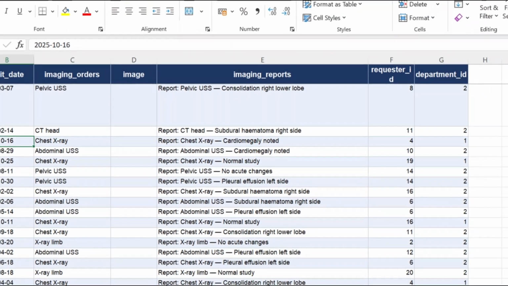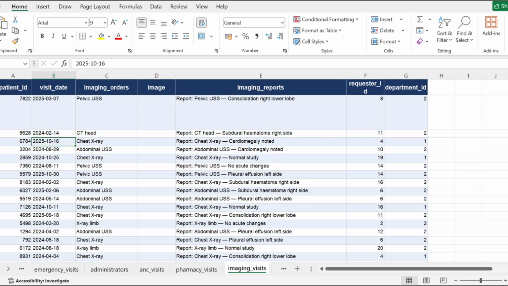The next sheet contains imaging visits. This table records radiological and imaging services requested across the hospital. Examples include ultrasound scans, X-rays, CT scans, and magnetic resonance imaging examinations. This dataset helps evaluate diagnostic imaging utilization and clinical decision-making patterns.